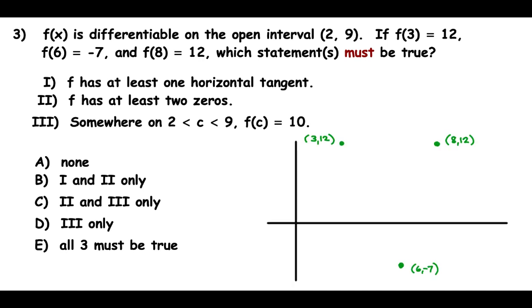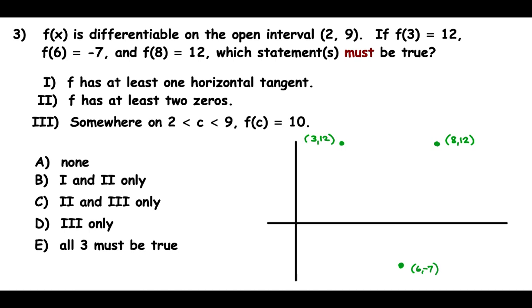All right, so let's go ahead and see which one of these must be true. Number 1, f has at least one horizontal tangent. In other words, the slope has to be 0 at least once. Well, we're heading down and coming back up. So, I mean, it certainly could be true. We could have a horizontal tangent right at the bottom there. And, of course, I made an assumption that (6, -7) was a minimum, or a vertex, and there's really no way to know that. So I've established that it could be true, but I need it to always be true.